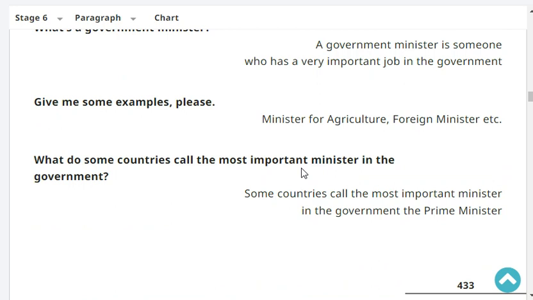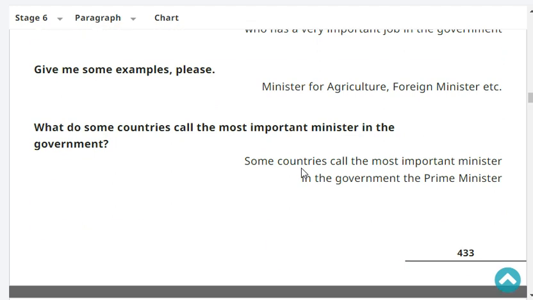What do some countries call the most important minister in the government? Some countries call the most important minister in the government the prime minister. Very good. Okay. Next.